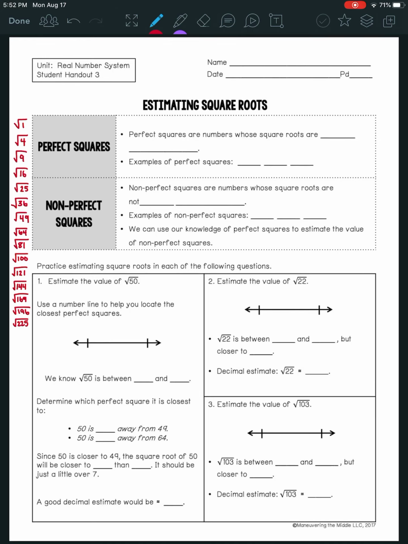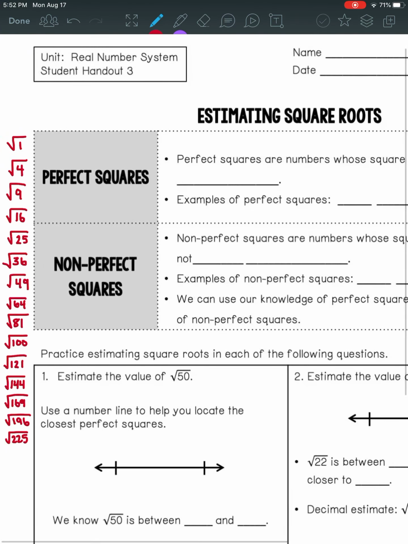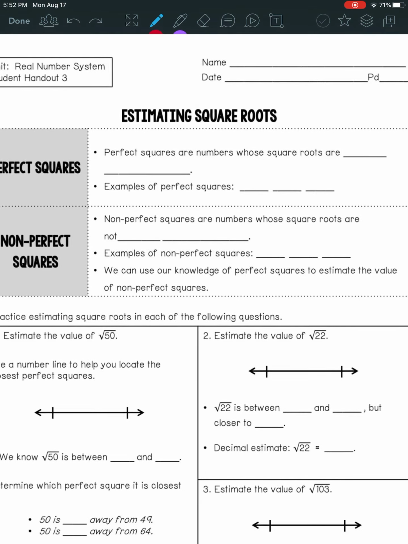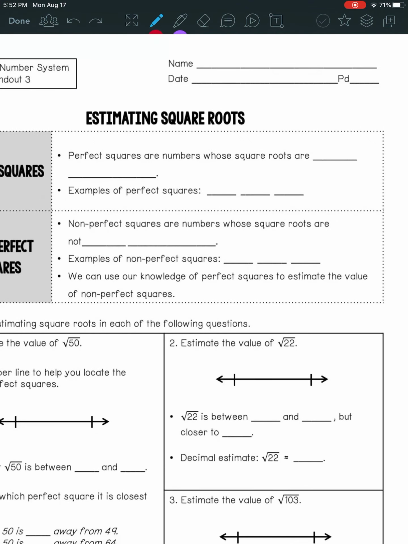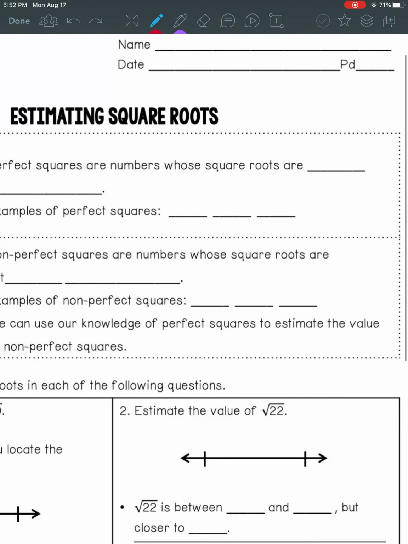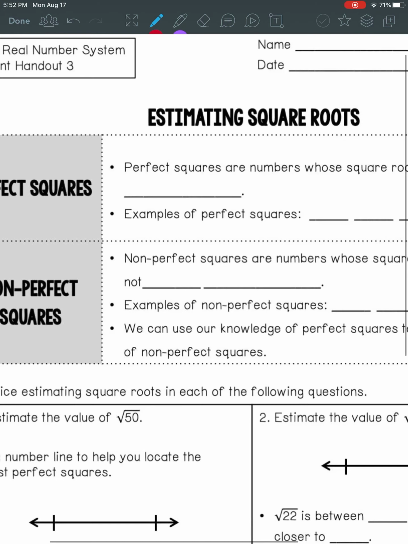So perfect squares, remember we talked about those in the last lesson, and I already wrote down all the perfect square roots here on the side, just so that we can use them to refer back to when we start estimating them. So perfect squares are numbers whose square roots come out to be perfect whole numbers.